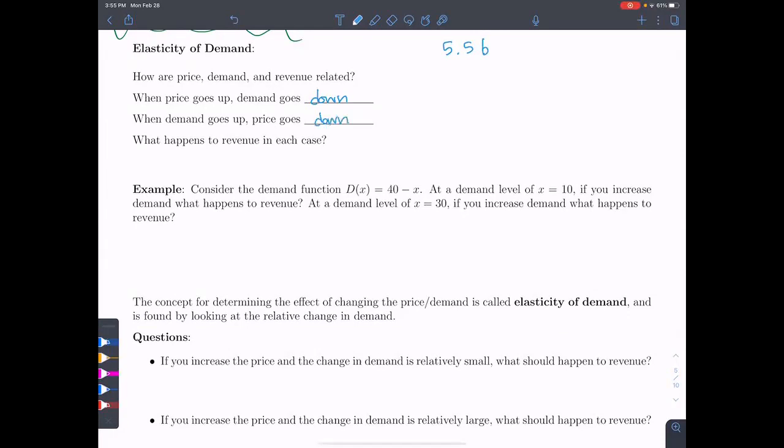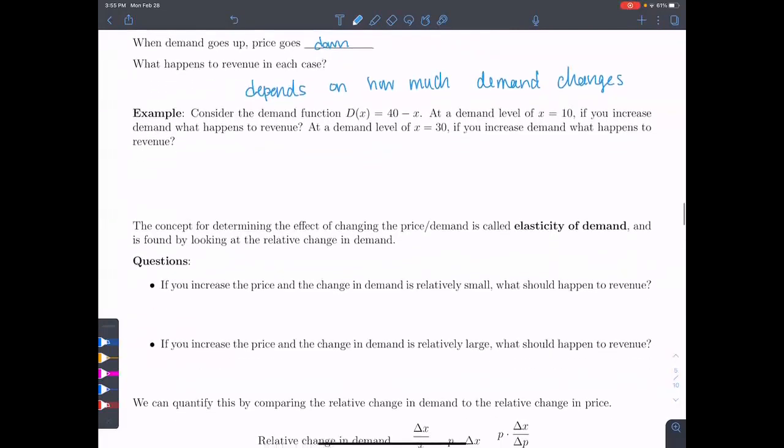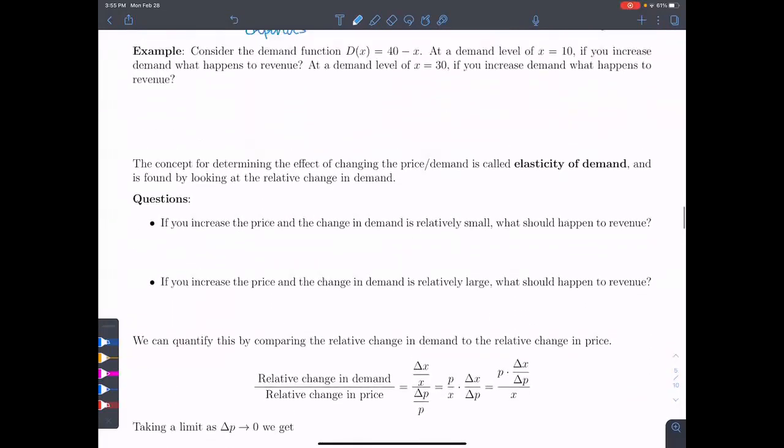So this is how that works. And the thing to ask is what happens to the revenue in each case. Basically this depends on whether they are making more money or not, and it depends on how much the demand changes. And that is what elasticity of demand is. It's going to be a measure for that. I think this example is confusing, so we're going to skip it. But the questions here, or this concept.